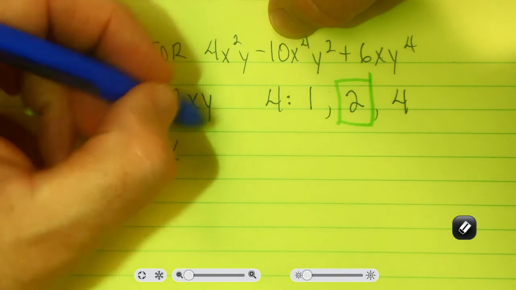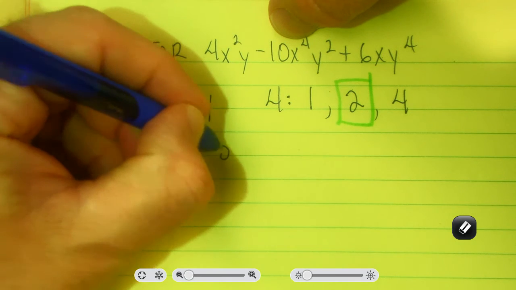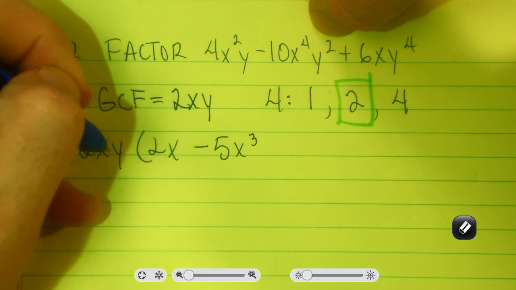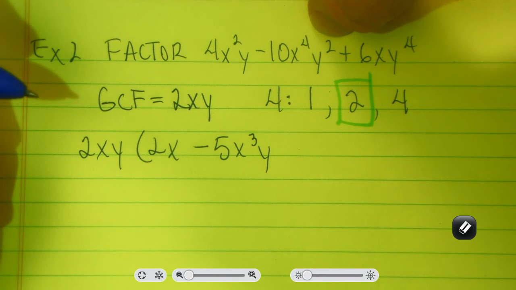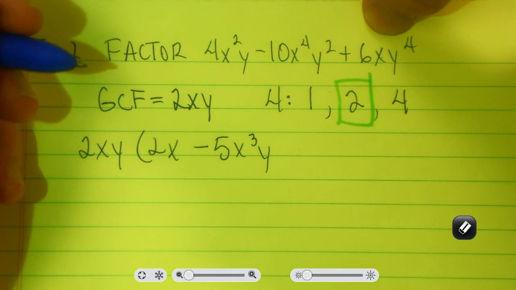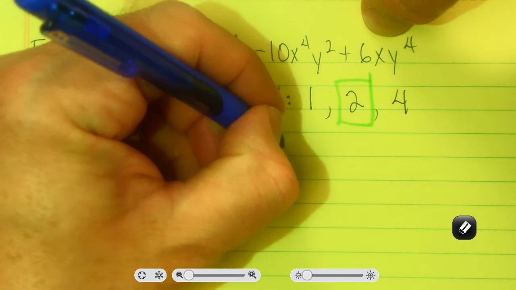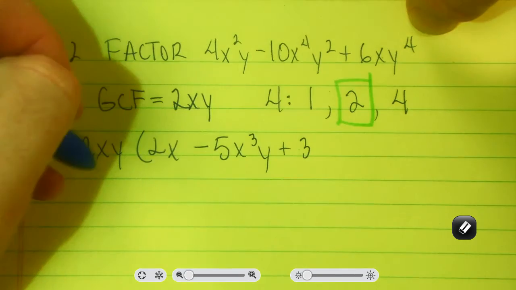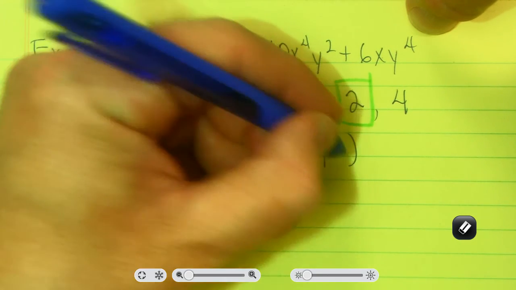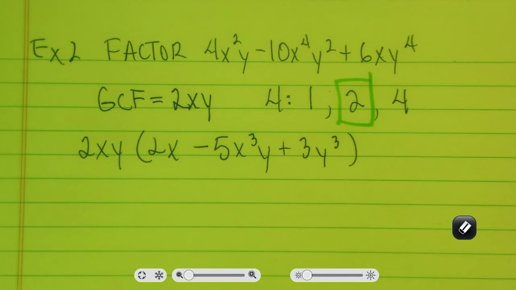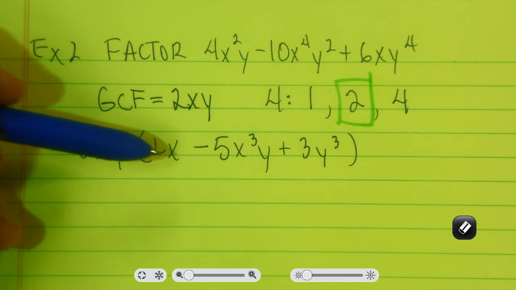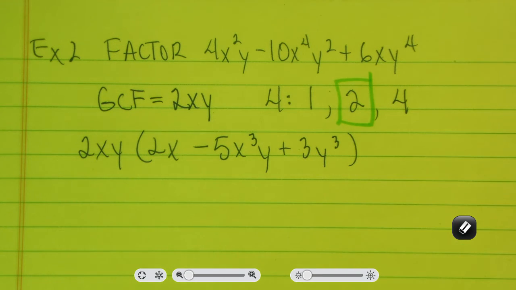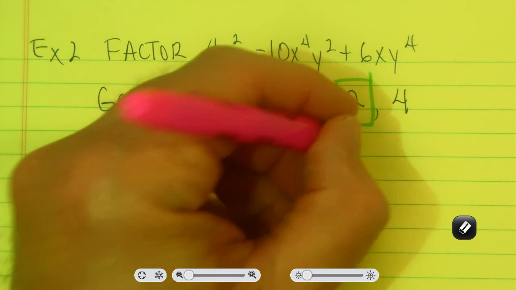Then, negative 10 divided by 2 is negative 5. X to the fourth divided by x is x to the third. Y squared divided by y is y to the first. Last, 6 divided by 2 is 3, x divided by x is 1, y to the fourth divided by y is y to the third. Again, all I have to do with the exponents, if I'm dividing, is subtract the exponents of the variables. So I have this completely factored.